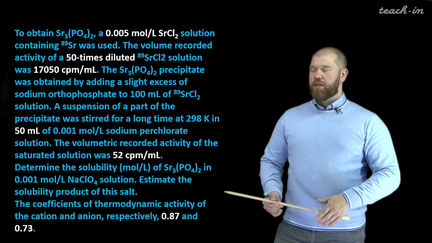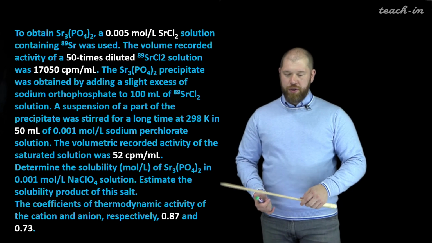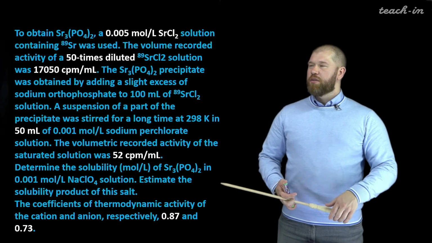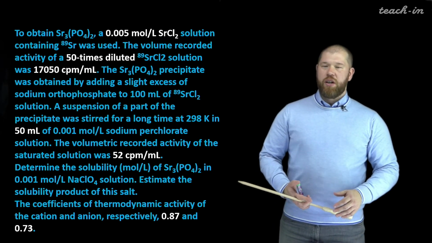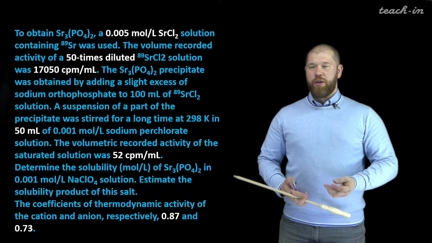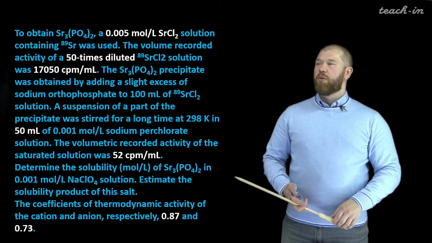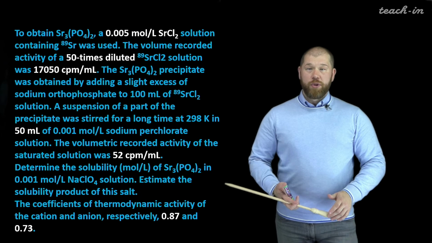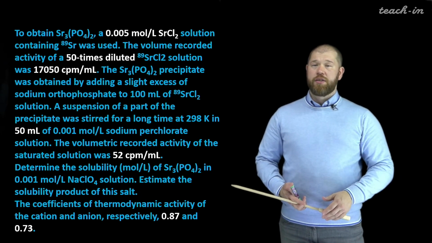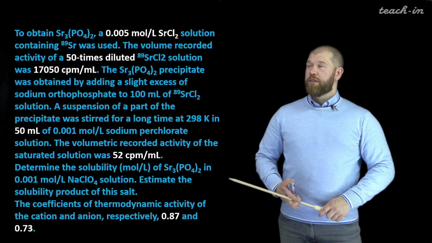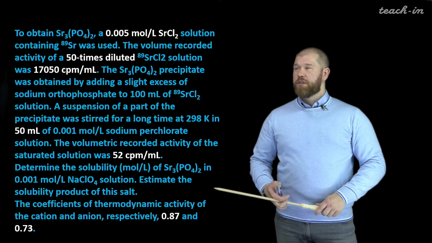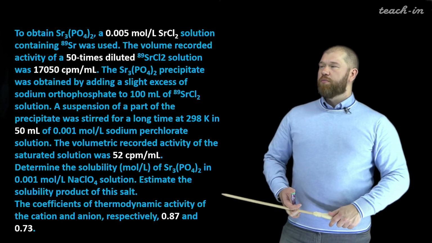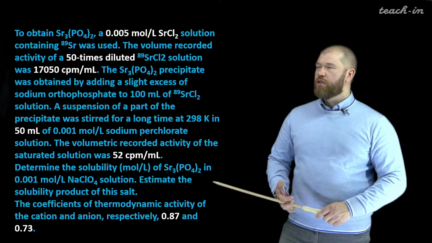What is the problem? That when we determine the solubility product of hardly dissolving precipitates or compounds, we have in solution a very low concentration of our components, and thus it is very often impossible to measure them by other techniques without using the radionuclide tracers. And we will see how it works, at least in the case of this strontium phosphate. So let's see the conditions of our task.